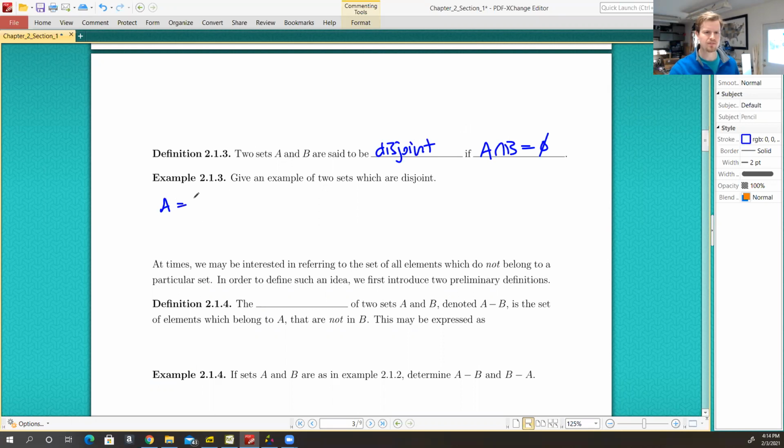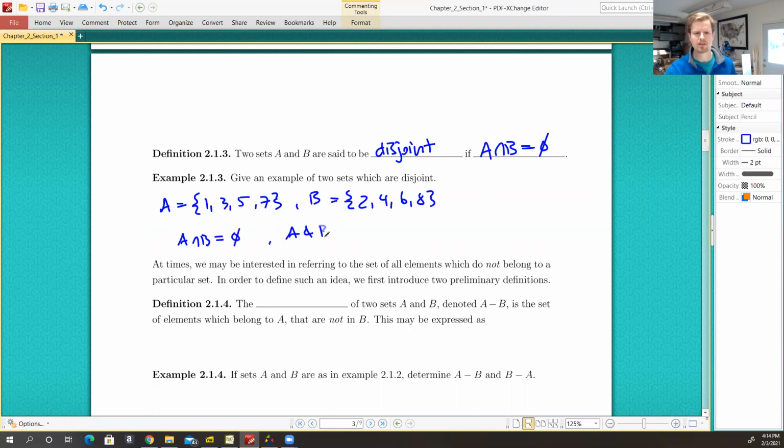But let's take a look at a different example here. Let's say that A is equal to 1, 3, 5, and 7. And to make things really simple, let's make B be 2, 4, 6, 8. Of course, they have no elements in common, so they are disjoint. A intersect B is the empty set, and we can say that A and B are disjoint. Excellent.